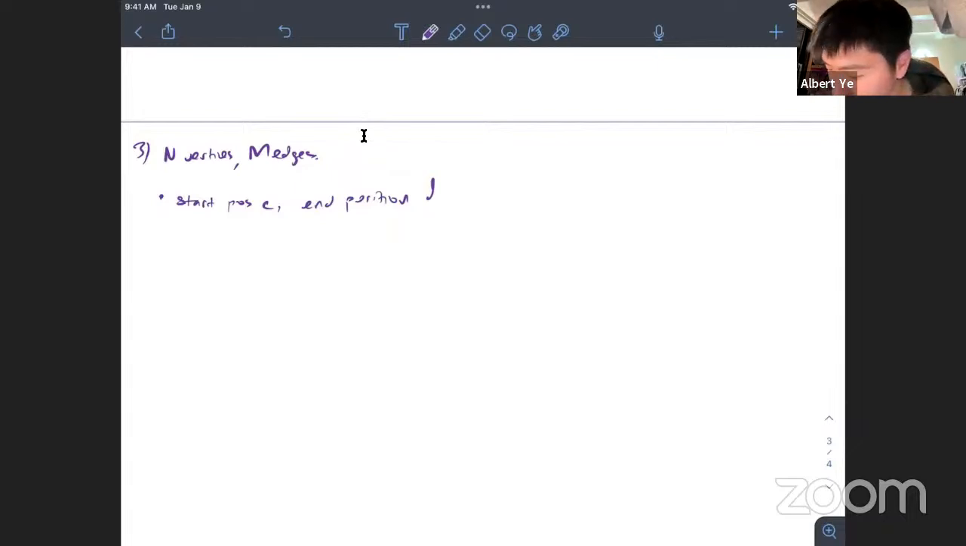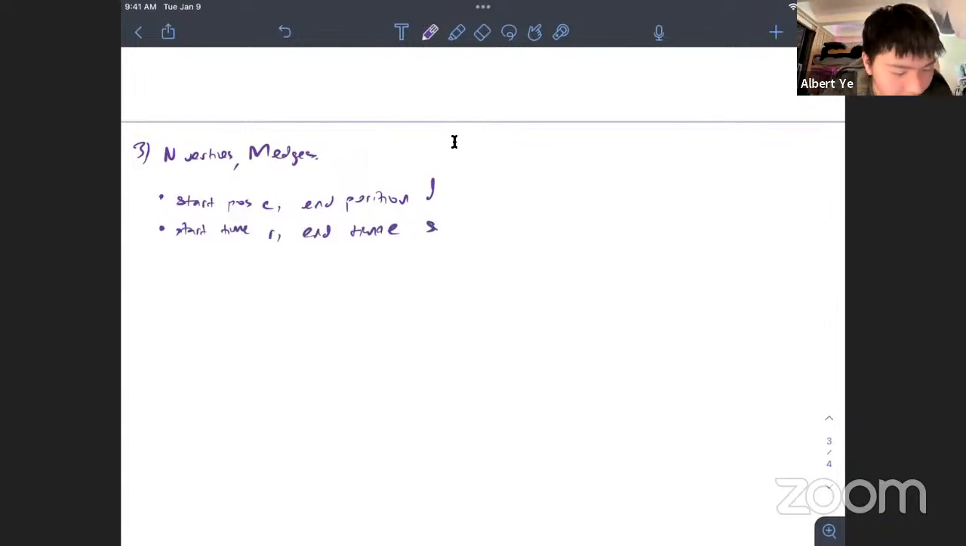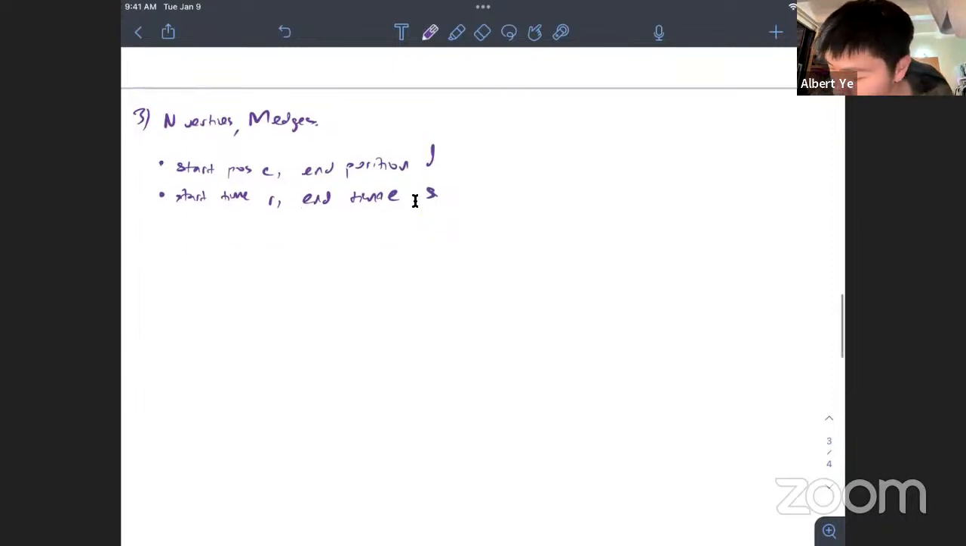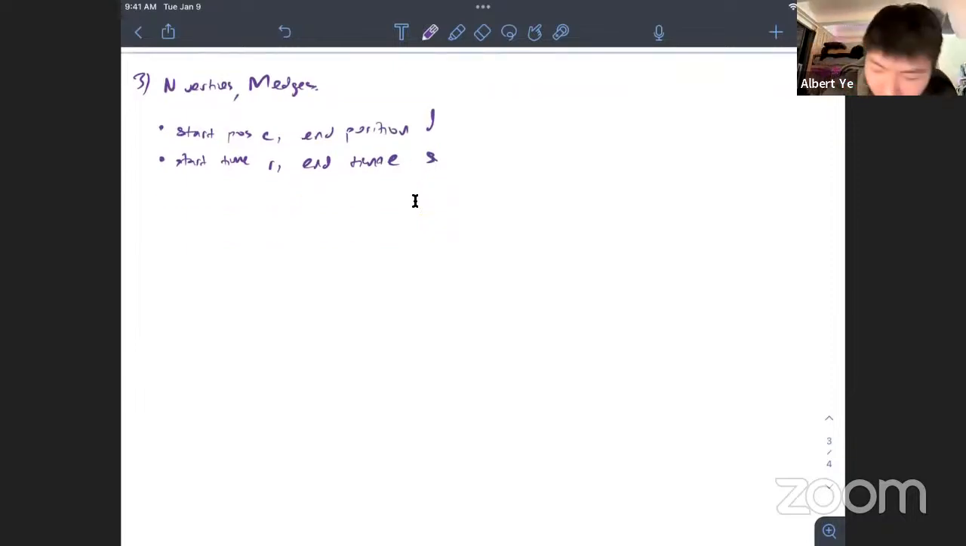Last problem: n vertices, m edges. You start at position C and you end at position D. So you also have a start time R and an end time S. So what we're basically saying is that if we go to a position, a vertex C at time R, then we basically end up at D at time S. So let me draw this graph real quick.